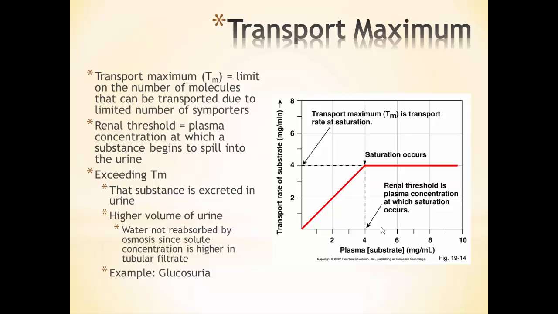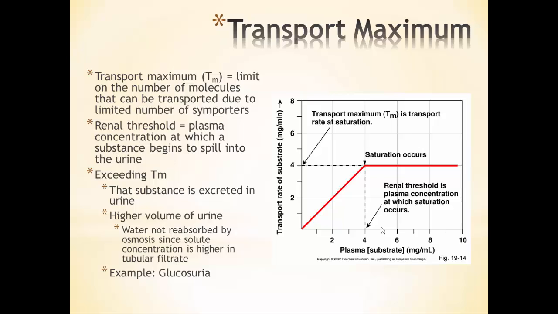So when we exceed transport maximum, we end up with that substance in the urine, and we end up with a higher volume of urine because that substance acts as an osmotic, pulling water in with it because it's a solute, so it's going to make the urine hypertonic, pulling water along with it. So we end up having a large volume of urine with a lot of water in it. And that happens with glucosuria.